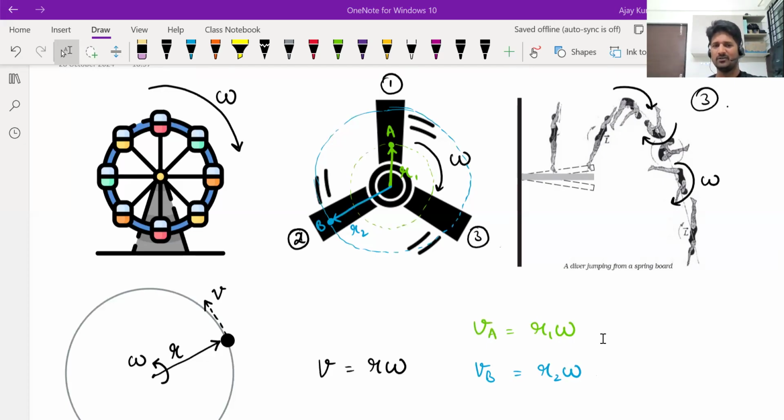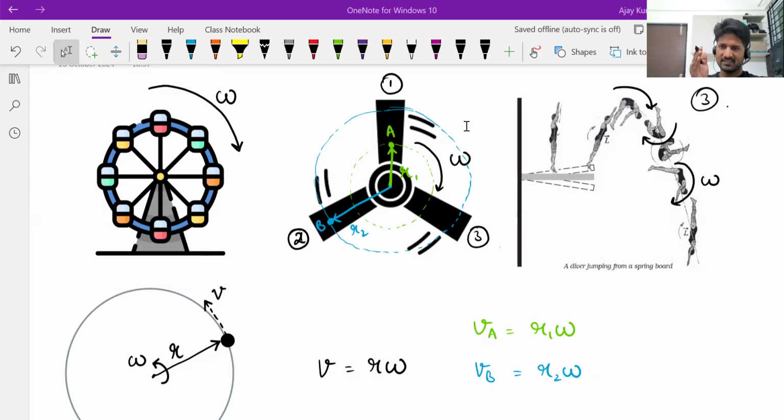Or how many points can you mark on it? Can't mark them. What did you say? There's too many points. We can mark infinite points on that fan. Now, if there are infinite different points, then there can be infinite different velocities.